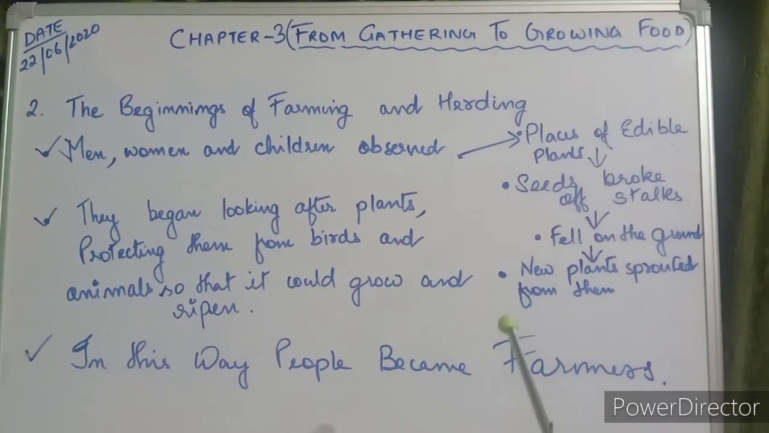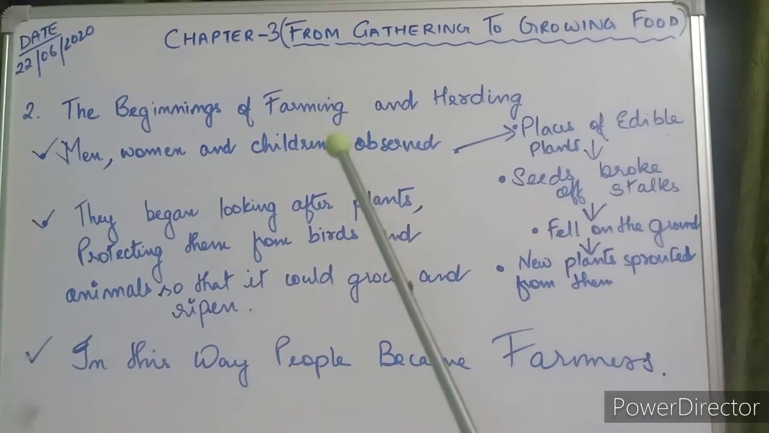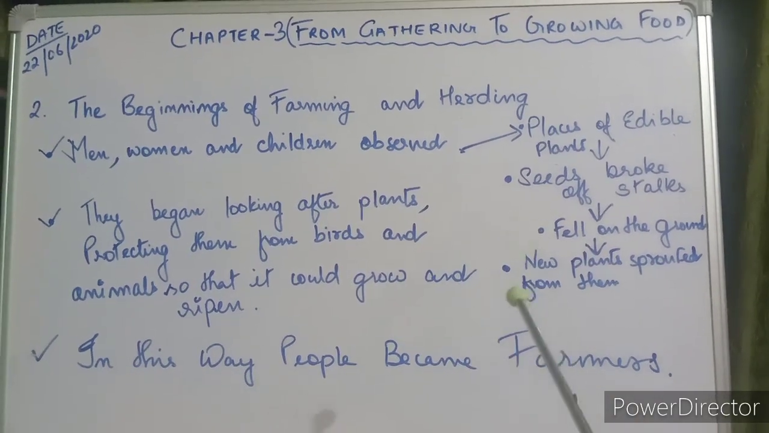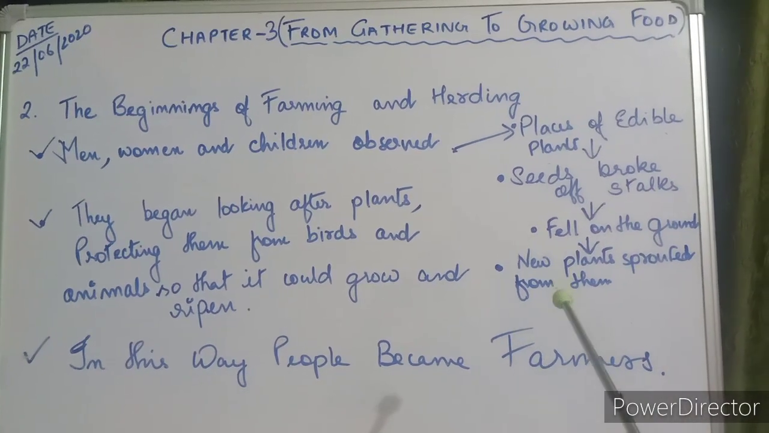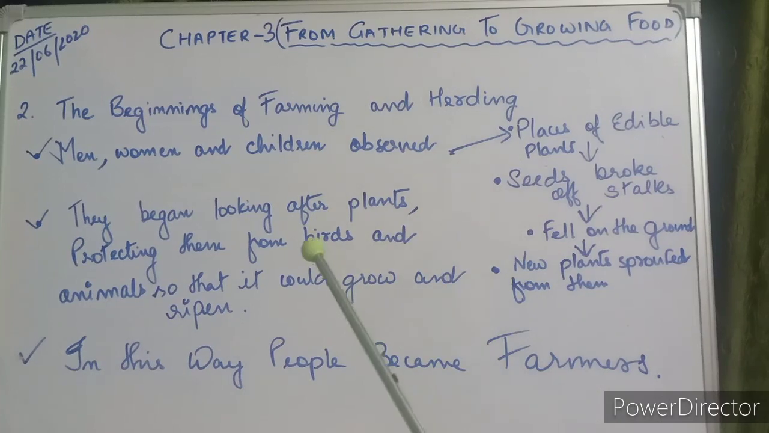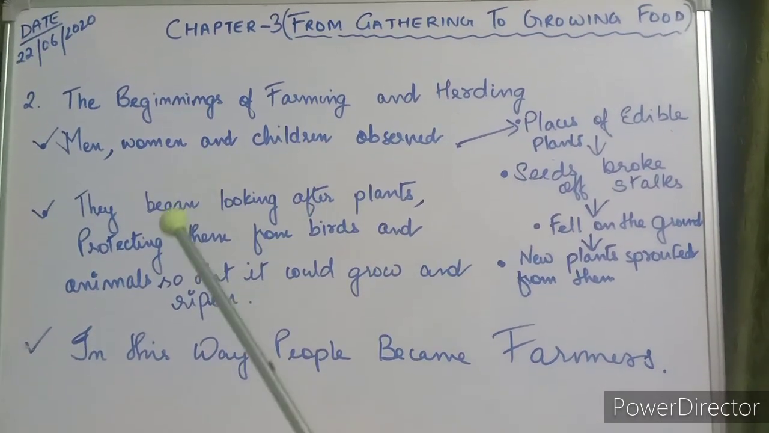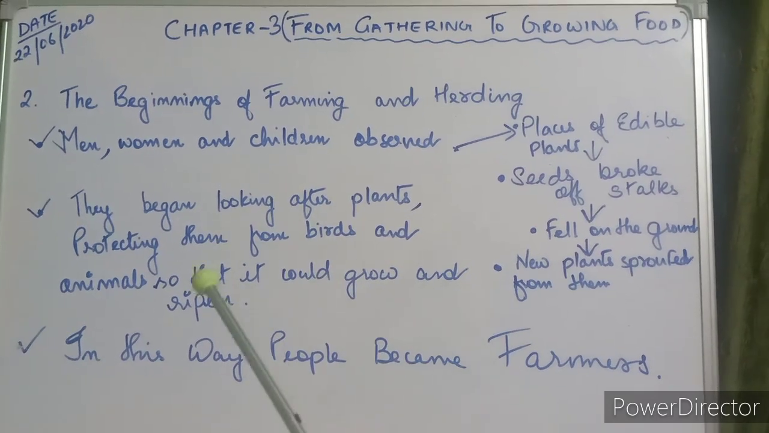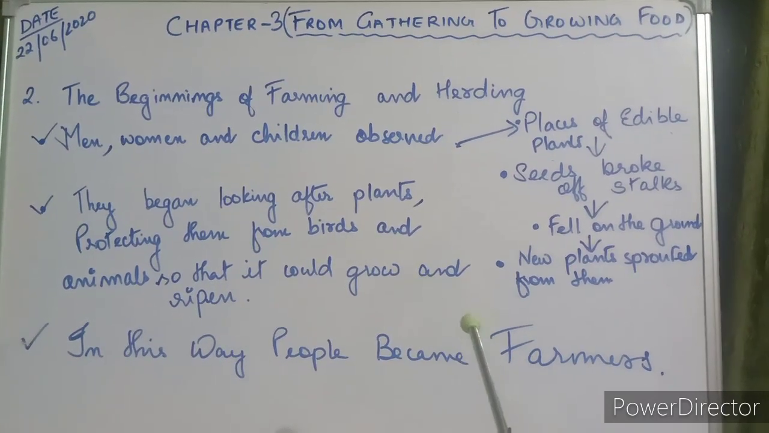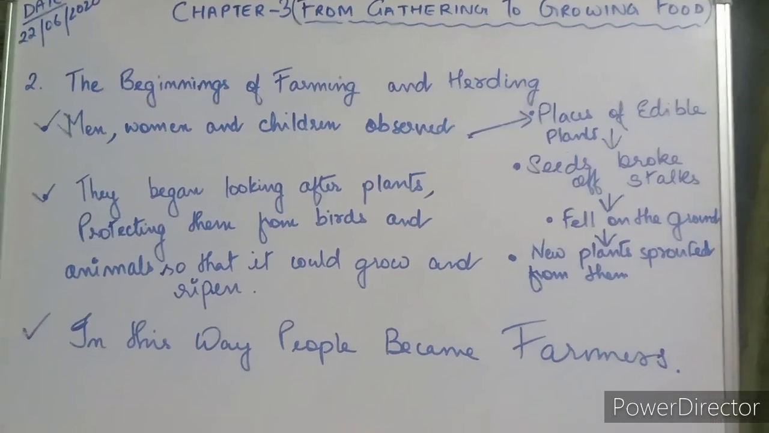Because of this observation between men, women and children, they noticed it, right? After they noticed that new plants grew from the seed, from then onwards they started protecting the plants from birds and animals so that they could grow and the seed could get ripened, right? And this is how they became farmers.